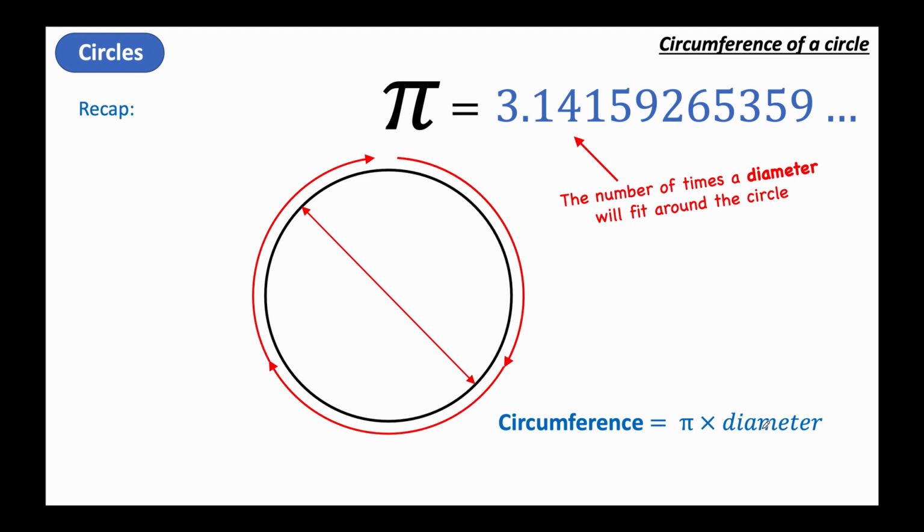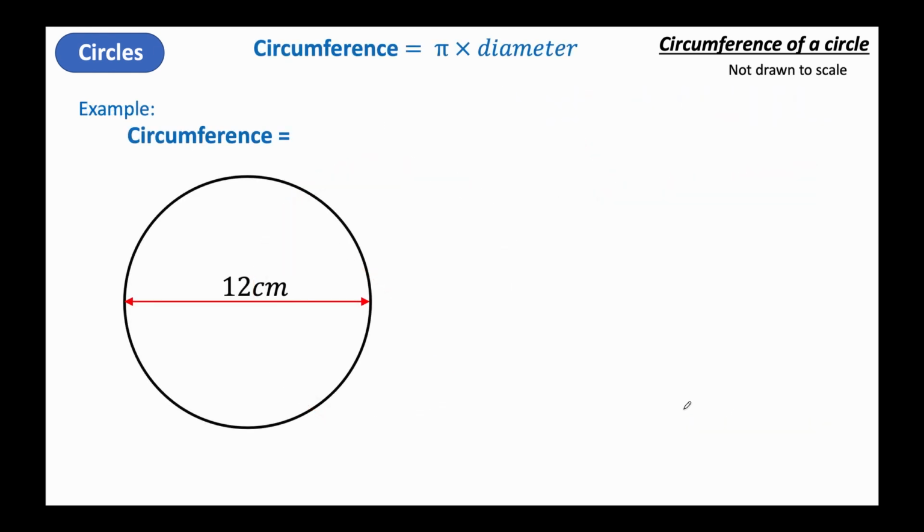And I've got a really good song about that, which I'm not going to sing now because I haven't got time, but I'll do it another time. Circumference is pi times diameter. So that's where this little formula comes from.